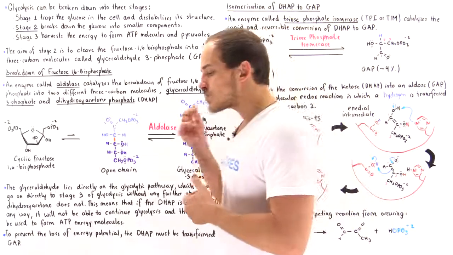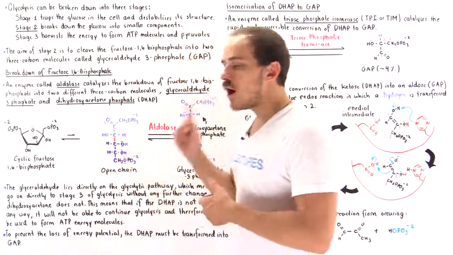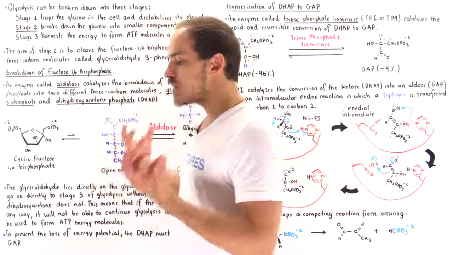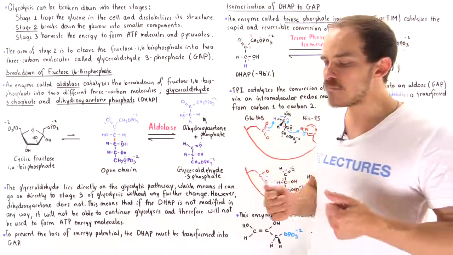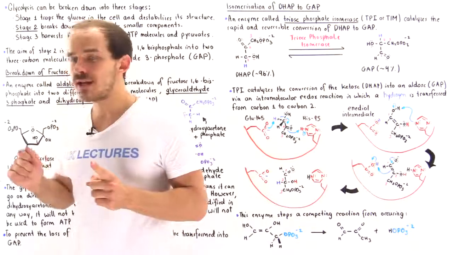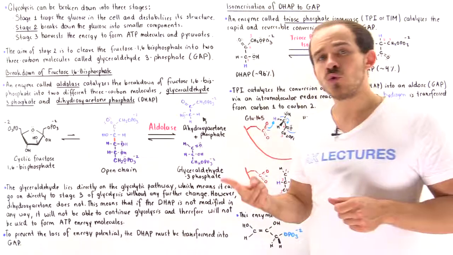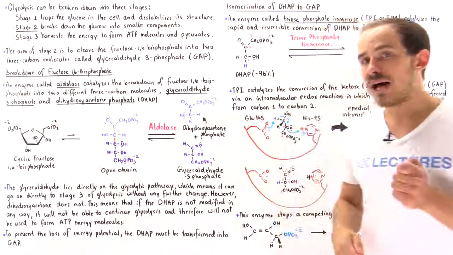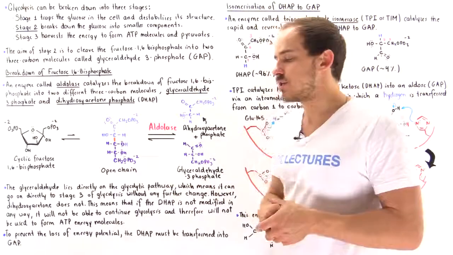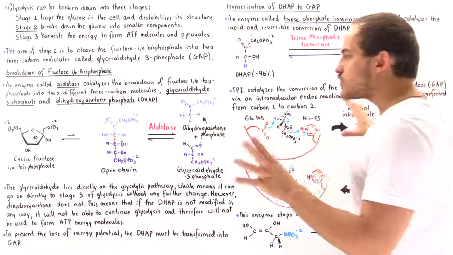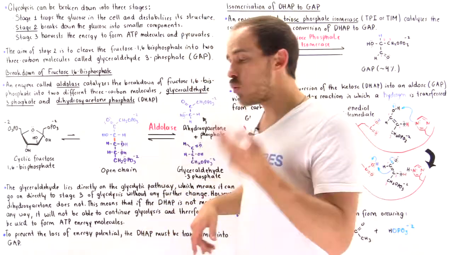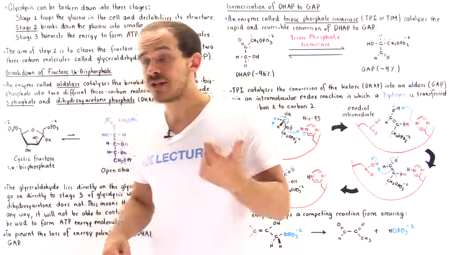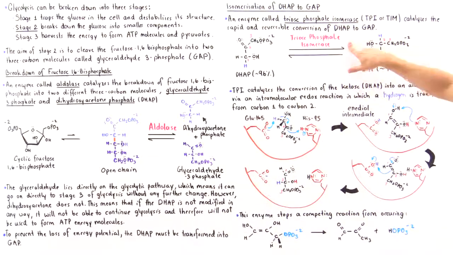So let's begin by describing what the general goal is of stage 2. In stage 2, the entire point is to take that highly reactive fructose 1,6-bisphosphate molecule that was formed in stage 1 and to break it down and form 2 identical 3-carbon molecules we call glyceraldehyde 3-phosphates, or GAP molecules. Now, in this stage, there are actually 2 different processes, and so we use 2 different enzymes. One enzyme is known as aldolase, and the other enzyme is known as triose phosphate isomerase.